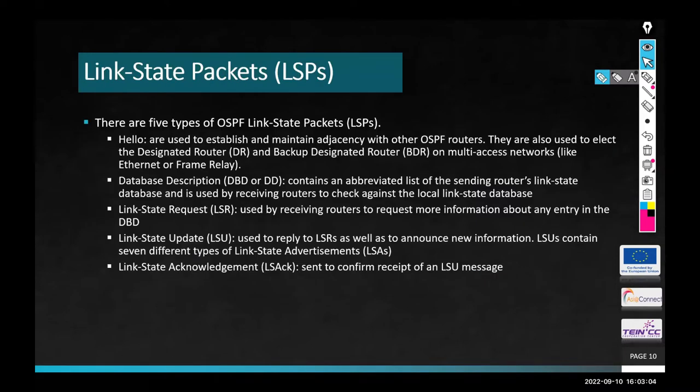In link state packets, I mean LSP, we normally see five kinds of packets in OSPF: hello, database description, link state request, link state update, and link state acknowledgement. What is hello? We know hello is used for establishing neighbor adjacency. If you have two routers, R1 and R2, to form adjacency in OSPF, we have to send the hello packet to each other. Then they will establish adjacency with each other. Many other things are contained in the hello packet, and we'll discuss this later.